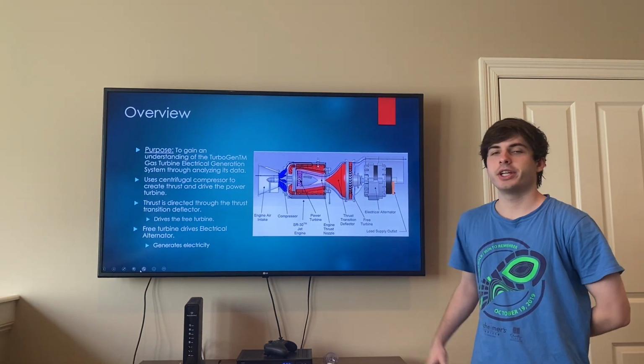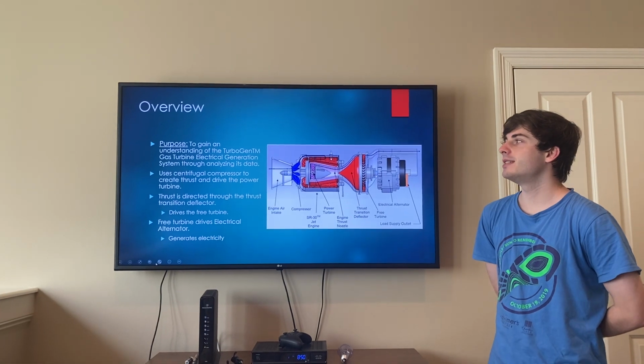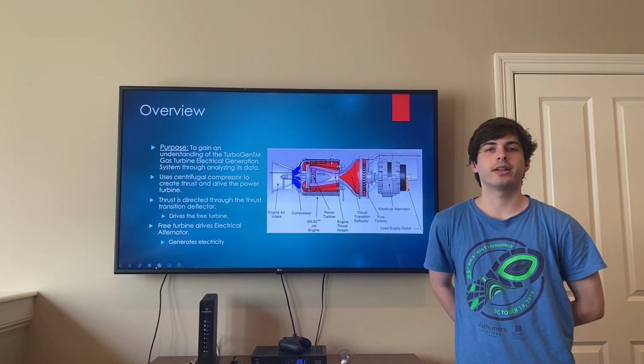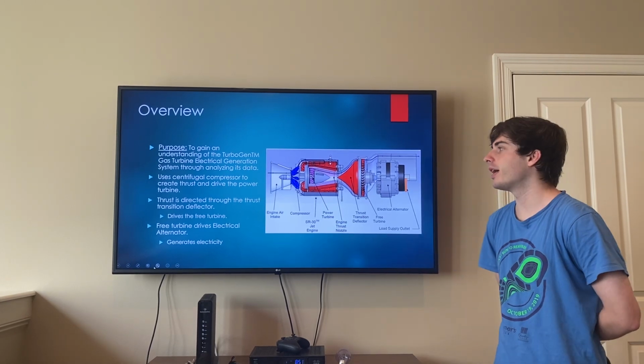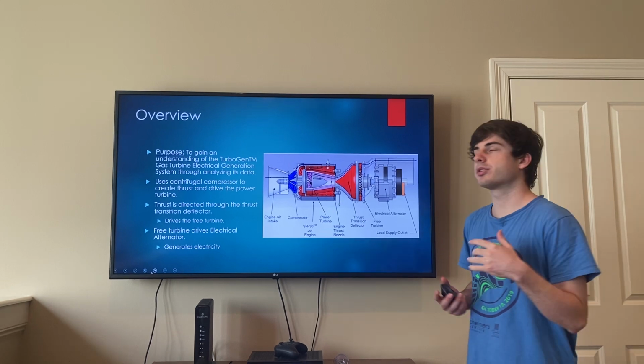An overview of our jet engine experiment. Our purpose is to gain an understanding of the Turbogen TM gas turbine electrical generation system. We'll do this by analyzing the data provided to us. Here we have a picture of our system as a whole, and we'll go through some of the main components of it.